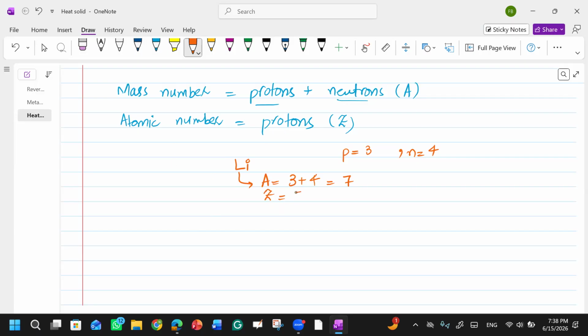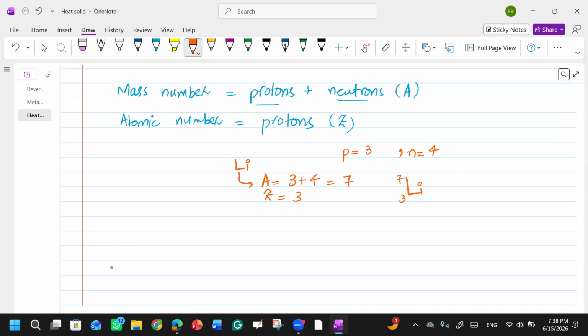So how will you write it? You will write it like this: lithium, 3 and 4. You can't write 7 here. We will write 7 over here, but that is wrong. Why do we write 7? Because that is the total of the proton and neutron number. Let me write it here: 3 and 7. Clear?